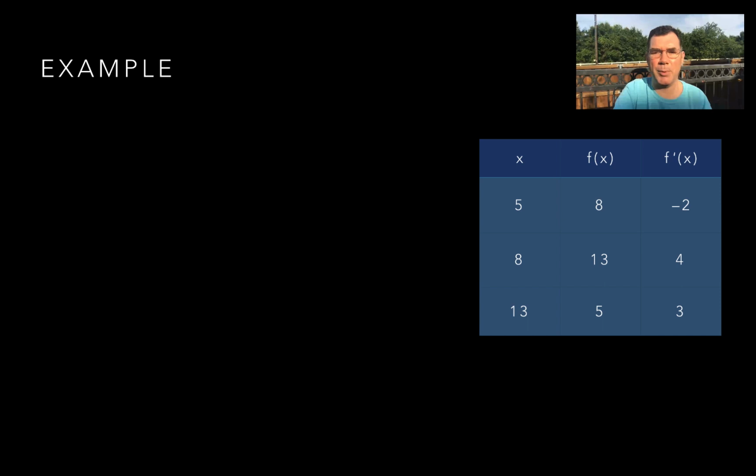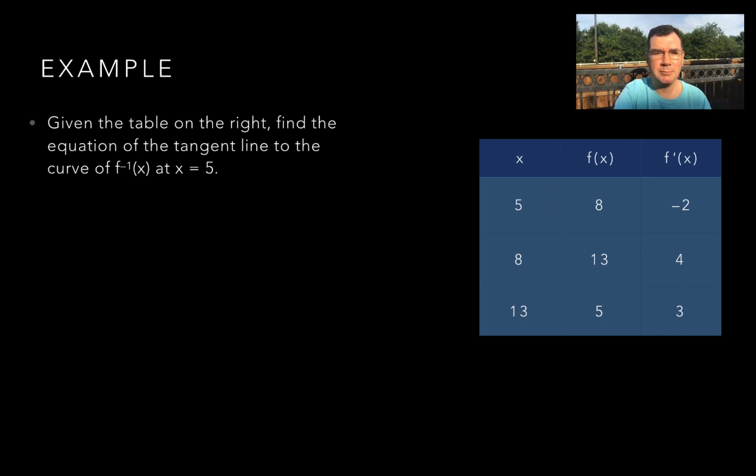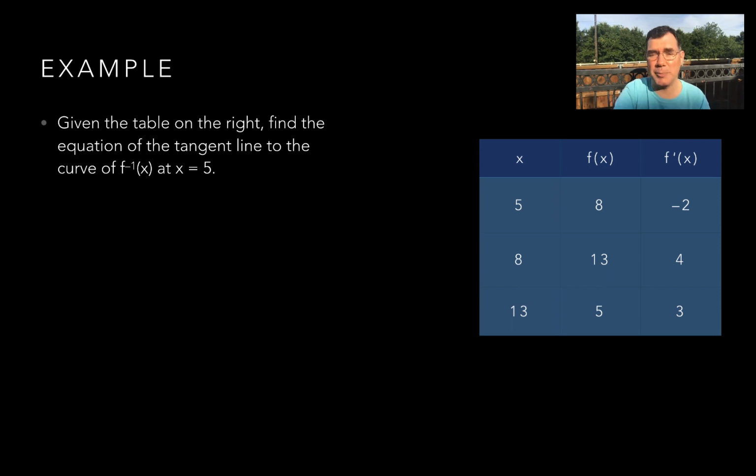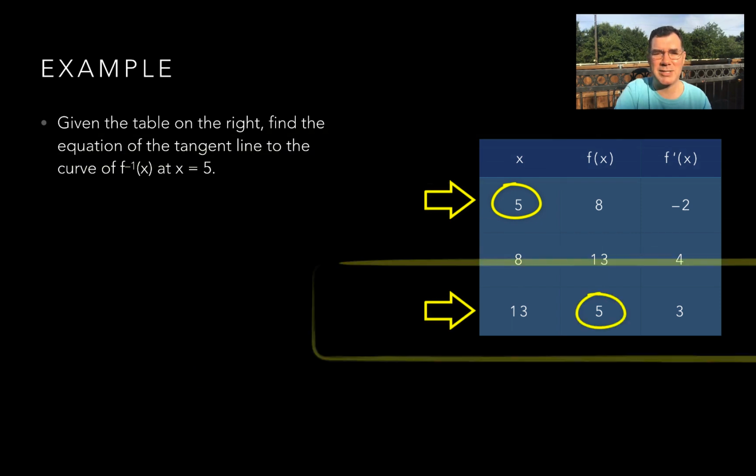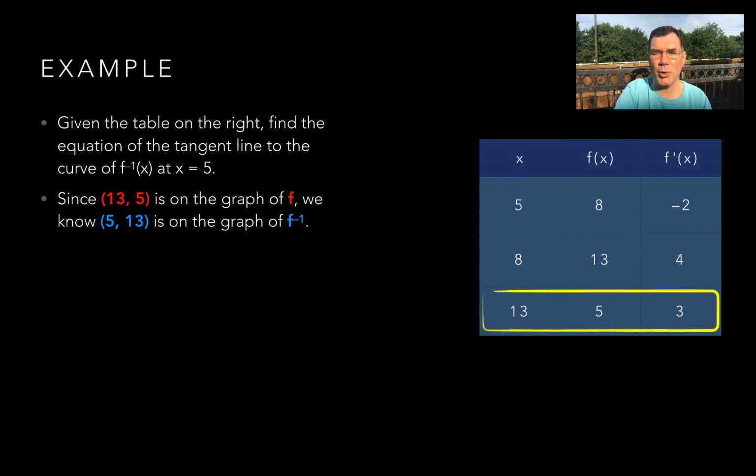All right, as a last example, let's look at a table. Let's say I don't actually have a function, but all I have is a table of values, some x's, some function values, and some derivative values for those x's. So if I have this table, what's the equation of the tangent line to the curve of f inverse at x equals 5? I have to be careful here because I have 2 rows, one of which has an x of 5 and one of which has a y of 5, but that's for f of x. So I have to look at the row that has a y value of 5, because if 13 and 5 is on the graph of f, I know that 5 and 13 is on the inverse graph. So I have to keep that in mind.